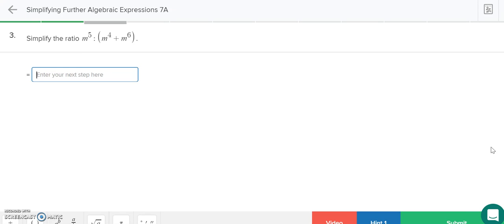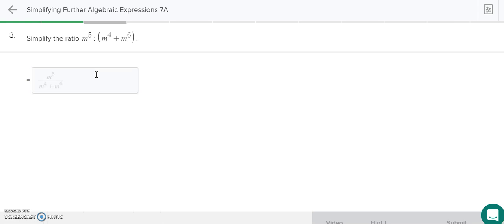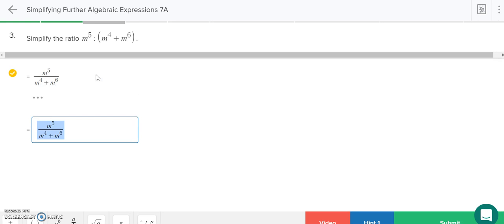This question seemed to be a problem for a lot of people. So it says simplify the ratio m to the power of 5 to, and then you've got this expression here. So the first thing I'll be doing is writing m to the power of 5 all over m to the power of 4 plus m to the power of 6. Okay, that's my first step. Just rewrite it as a fraction, because we know that ratios are fractions and fractions are ratios. They're just a different way of writing each other.